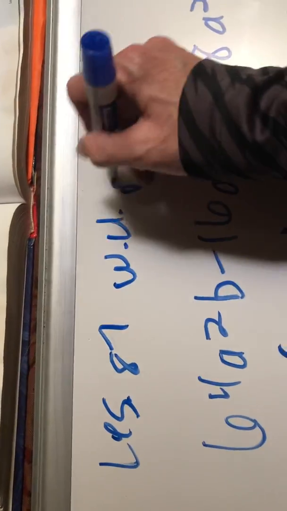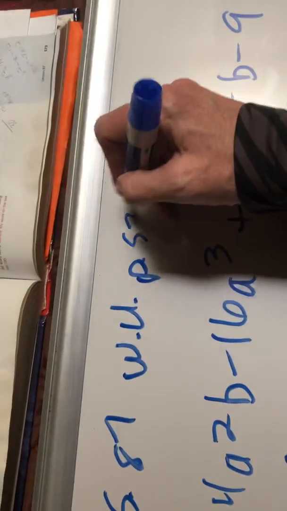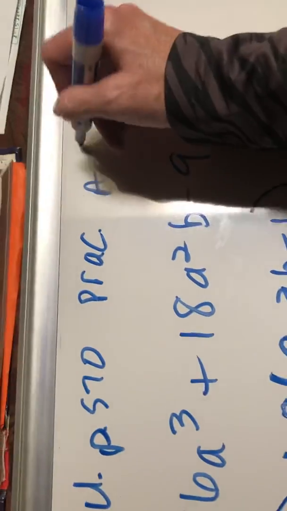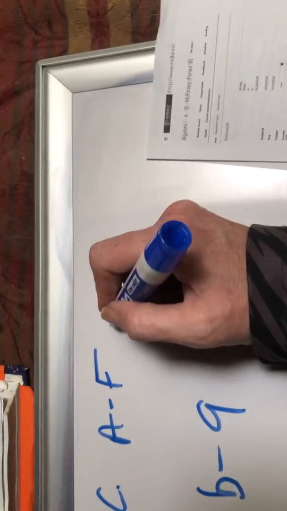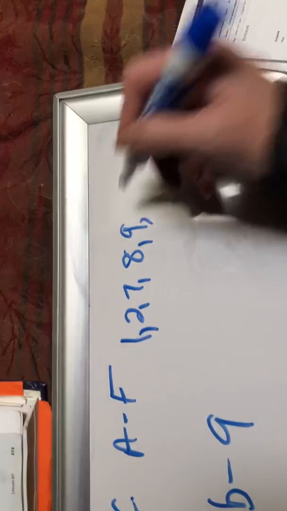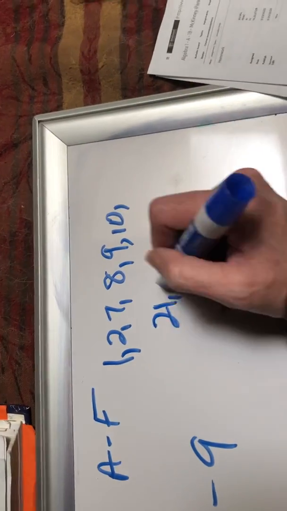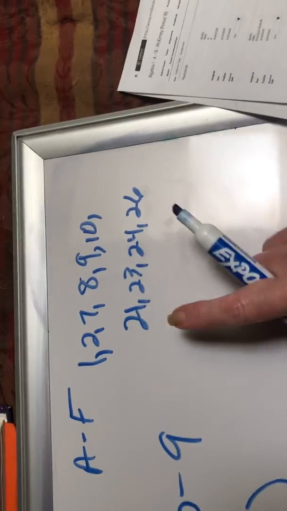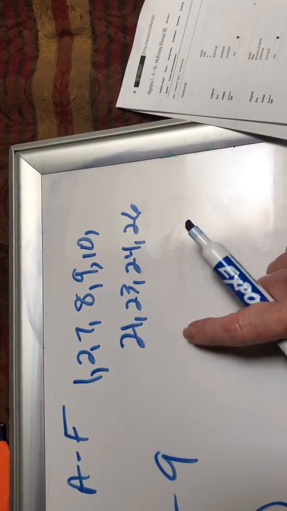You're going to do the warm-up on page 570. You're going to do the practice A through F. Then you're going to do 1, 2, 7, 8, 9, 10, 21, 23, 24, 26.